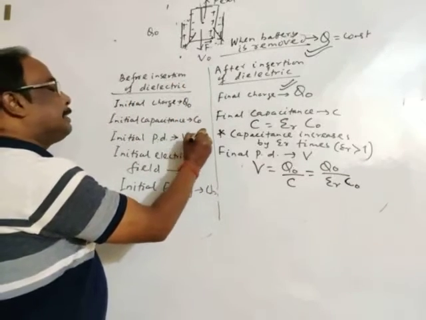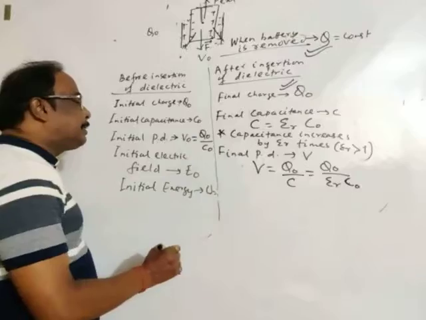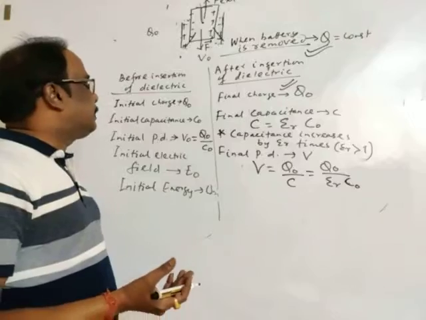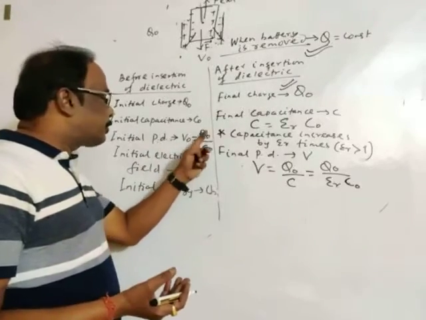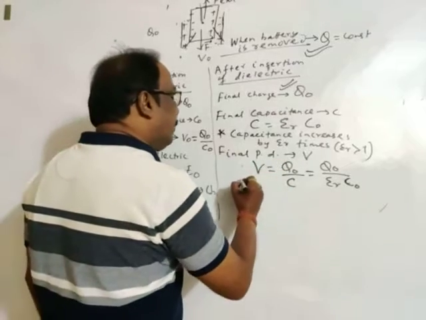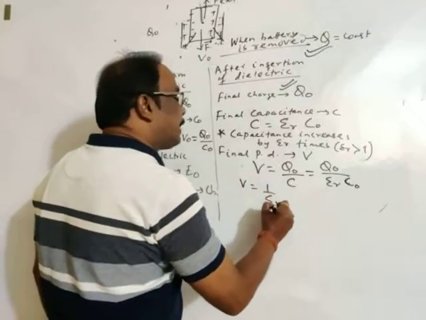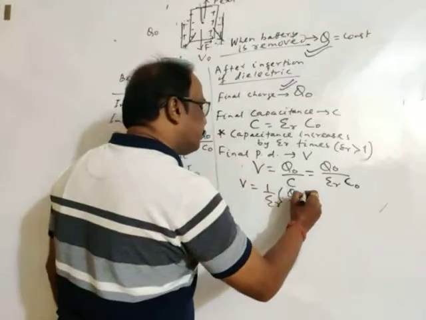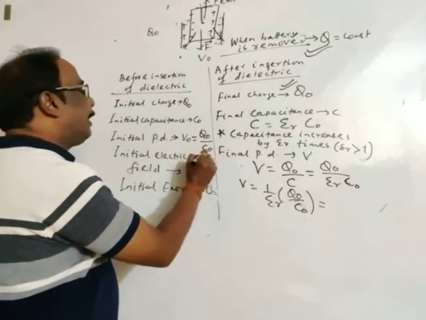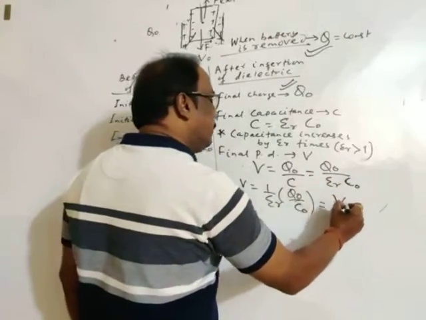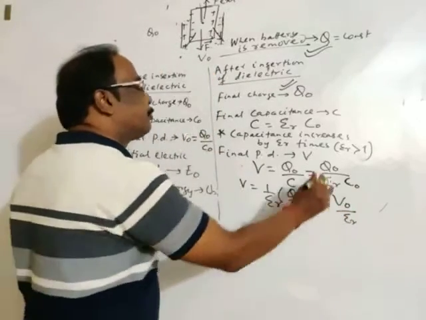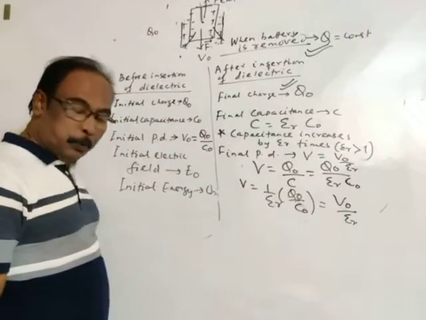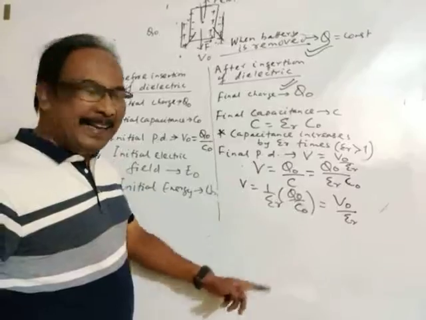The initial potential is Q naught divided by C naught, since V is equal to Q by C, initial charge is Q naught and initial capacitance is C naught. So the final potential difference is 1 by epsilon r times Q naught divided by C naught. We may write Q naught divided by C naught as the initial potential difference V naught, so this is V naught divided by epsilon r. Is it clear?